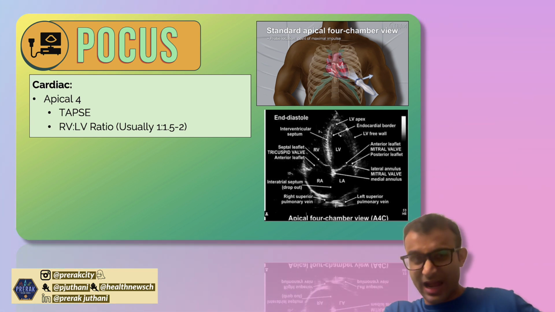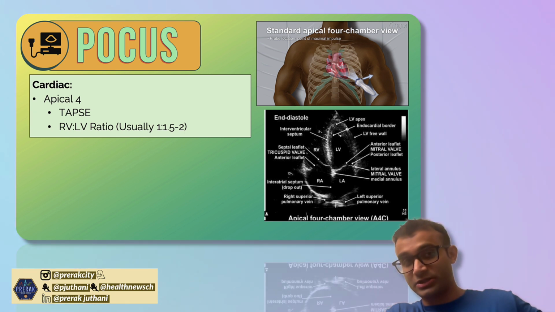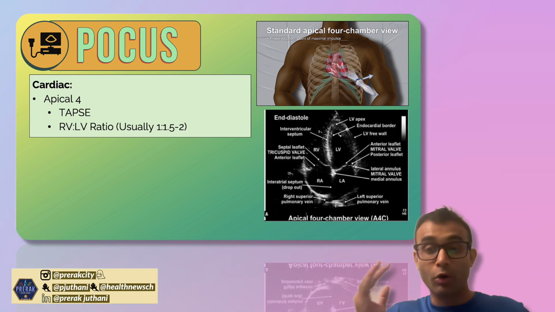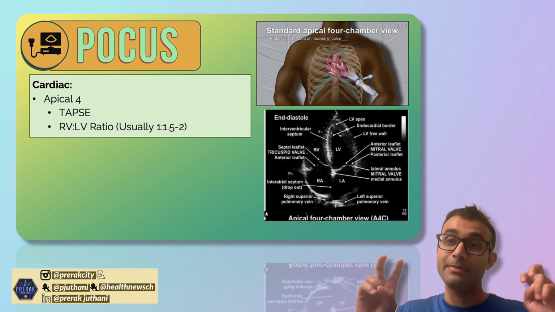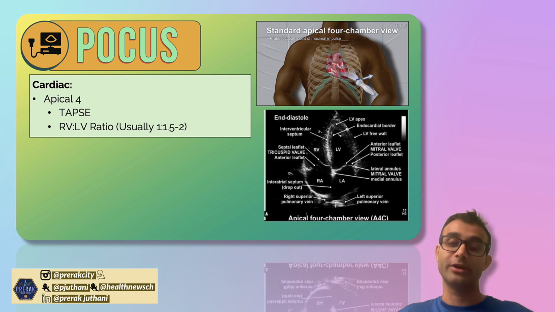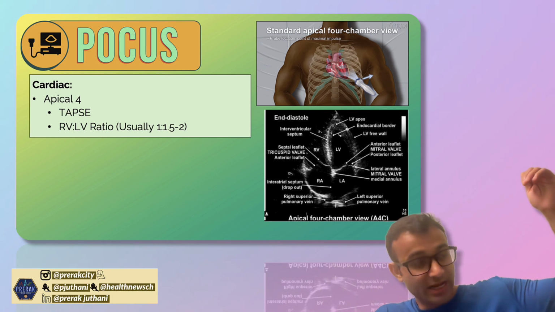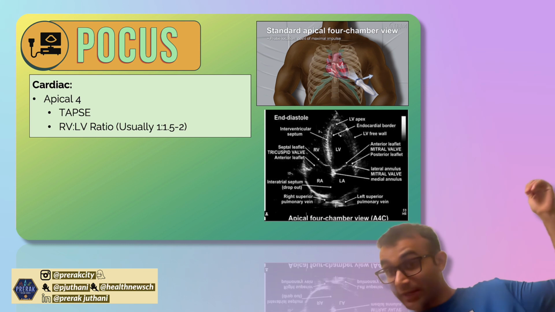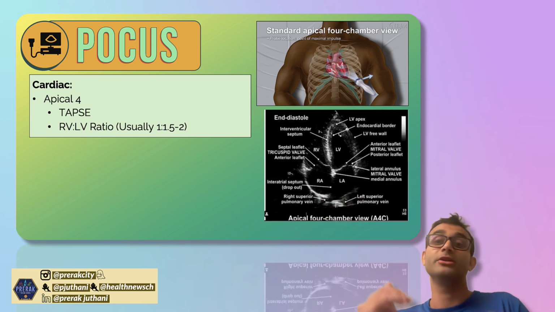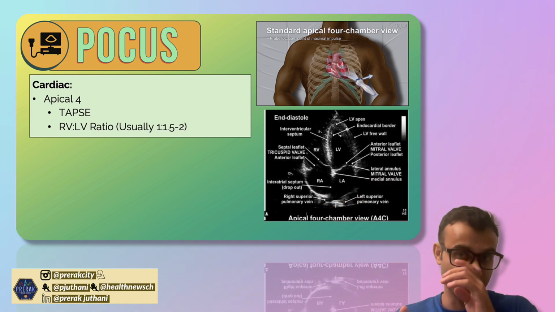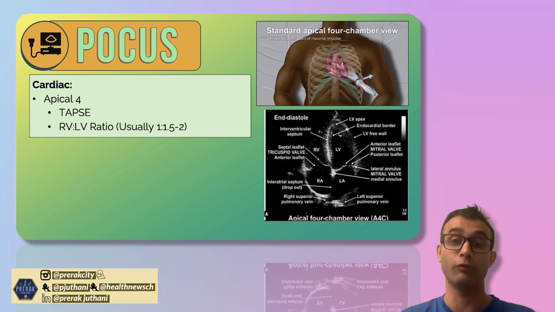But regardless, I usually find it to be a bit closer to the anterior axillary line on the left side. And if you're able to get it, you're going to be able to see all four chambers, and that's why it's called the apical four. The apical is referring to the fact that ideally the probe is going to be right on the apex of the heart, and you're going to be cutting directly through the heart, slicing it, such that you should be able to see all four chambers, which is why it's called the apical four.